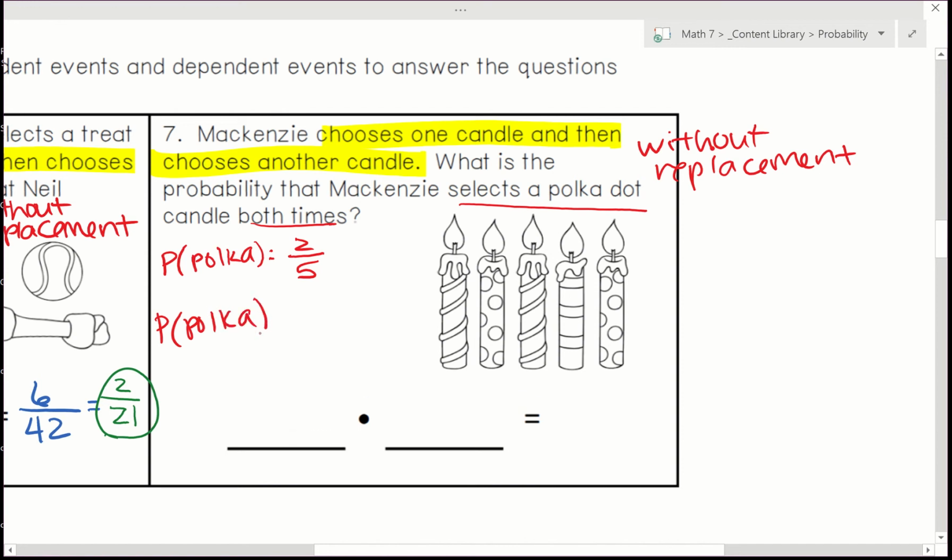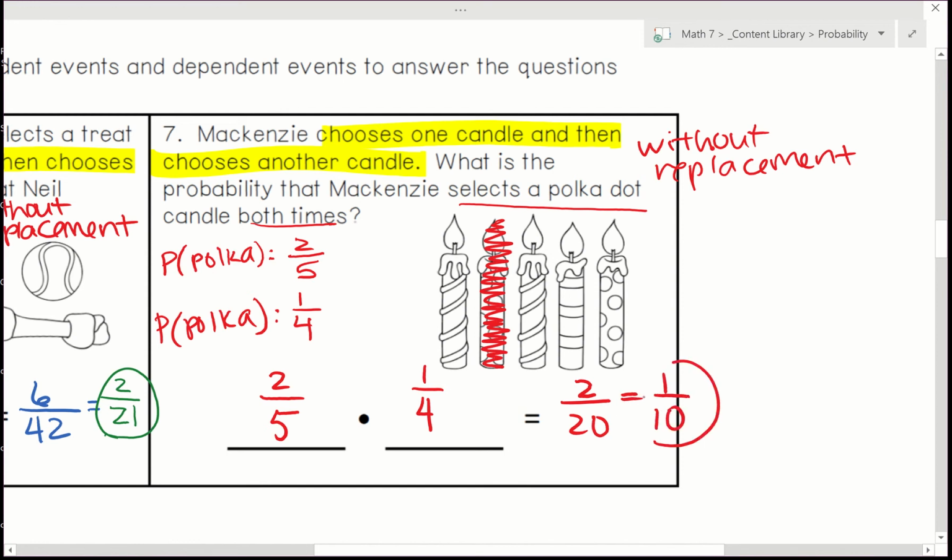What's the second time? So the second time, now 1 polka dot candle is gone. So now polka dot candle is only 1/4. So she has to multiply 2/5 times 1/4 because there's only 4 candles left to choose from after she chooses that first polka dot candle. And she will get 2 out of 20, which reduced would be 1/10.